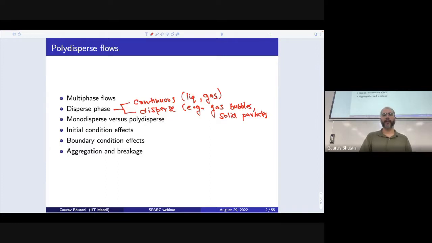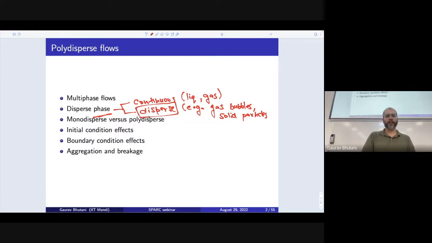So we differentiate phases as continuous and dispersed, and we are particularly looking at dispersed phase for this discussion. Dispersed phase consists of discrete particles of gas, solids, or even liquid. Sometimes we can have liquid drops dispersed in a continuous gas medium or other liquid. So that also becomes dispersed. If you can count the particles, it becomes a dispersed phase.